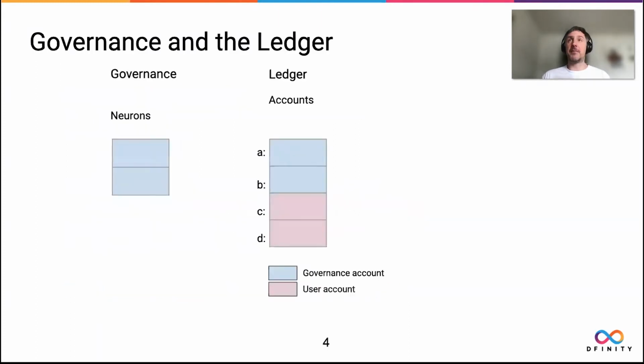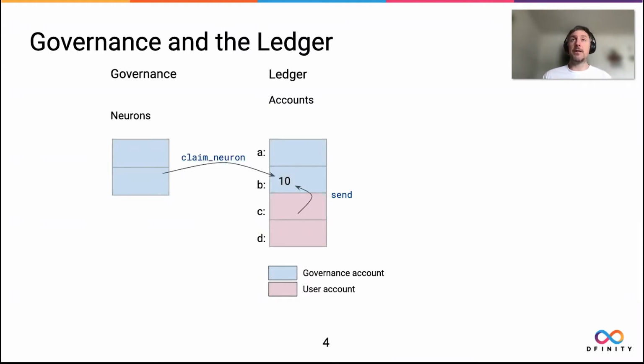I'll give again a brief refresher on how governance and ledger work, and then we'll look at the model. For our purposes, you can think of the ledger as just keeping the balances of different accounts, and we distinguish between two types of accounts: governance accounts and user accounts. The usual flow of interactions is as follows. You have some user who in account C has 10 ICP. Then the user can send these ICP to a governance account, say account B. Then they are transferred there.